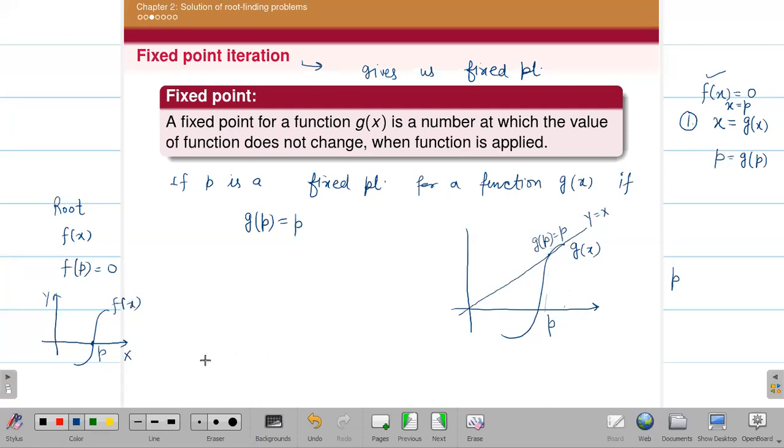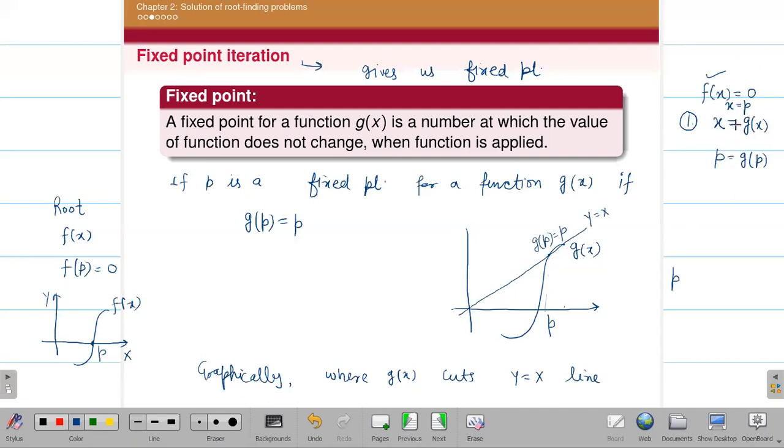Means there is nothing else; graphically you can say the fixed points are where g of x cuts the y is equal to x line. So now you understand how I am connecting the root finding problem to the fixed point problem.